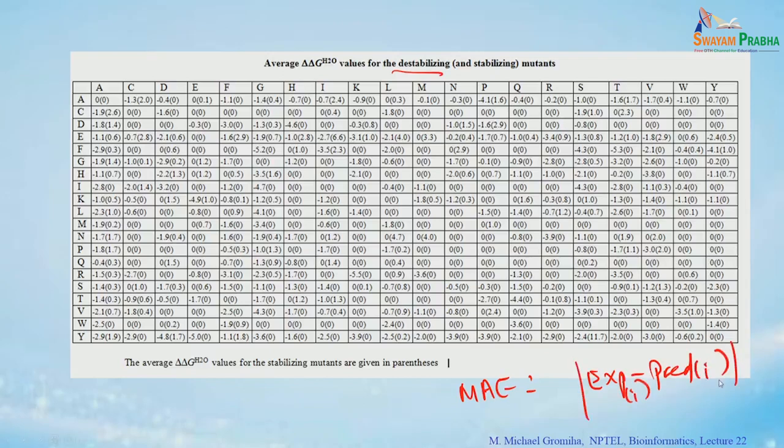You will take the absolute value, because either the experimental or the predicted value may be higher, and you add up all these values, where n is the total number of mutants. You take the predicted values, take the absolute values, and you can get this n. Also, you can calculate the correlation, because we have the experimental values here and the predicted values also here. So you can get the correlation.